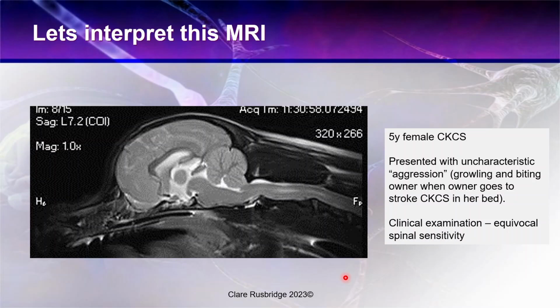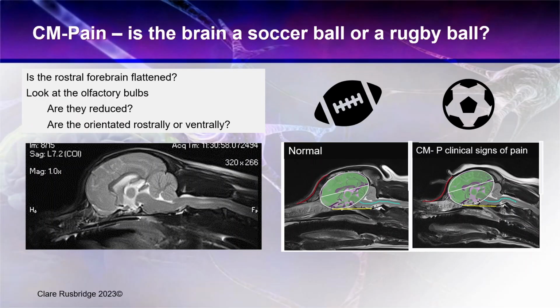So I'm going to take you step by step through my approach to assessing these dogs. First of all, look at the overall brain shape. Is it a soccer ball shape? Is it round? Or is it rugby ball shape? And for the Americans or other nationalities that don't recognise this as a football, then this is the American football shape. So does it have an American football shape, rugby shape, or a round soccer shape?